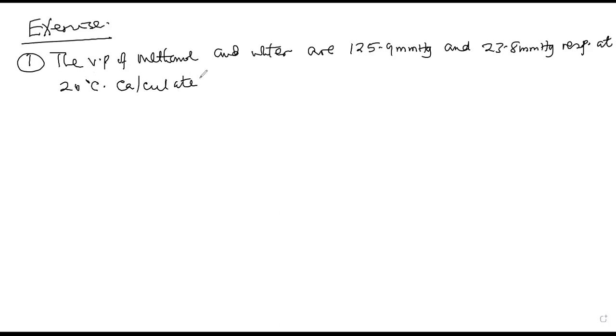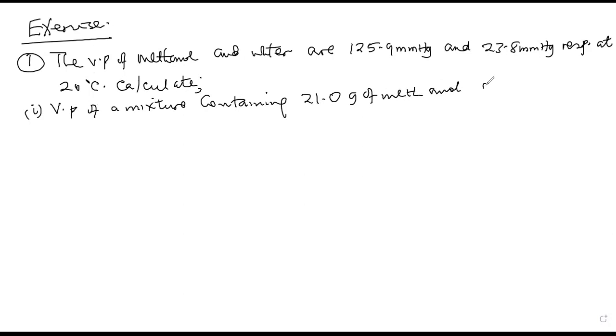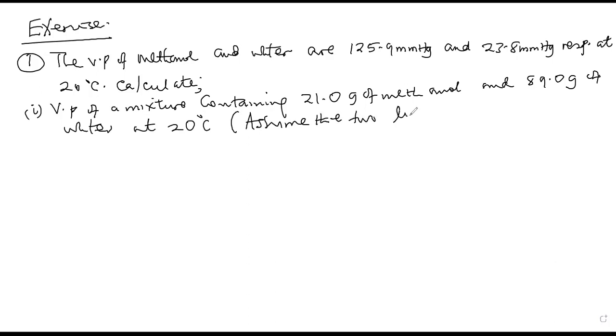Calculate Roman 1, vapor pressure of a mixture containing 21.0 grams of methanol and 89.0 grams of water at 20 degrees Celsius, and we are assuming that the two liquids form an ideal solution. That is 1.